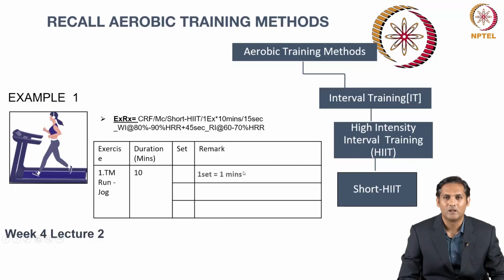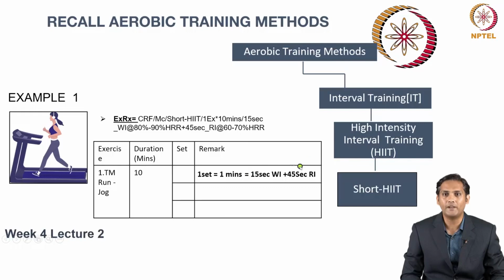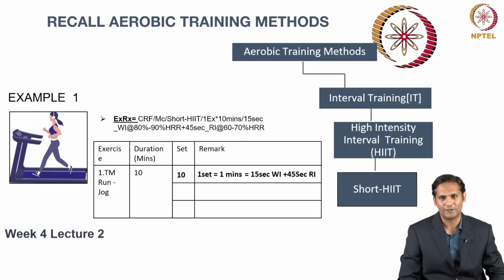Now one set is equal to 1 minute. How does this come? It comes from 15 seconds of work interval and 45 seconds of rest interval. Combining them together, this is something you do back to back, so it comes to 1 minute. The duration of the workout is 10 minutes. So if one set covers 1 minute, you have to perform 10 sets to complete 10 minutes.